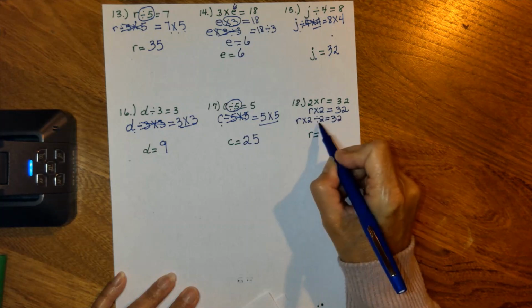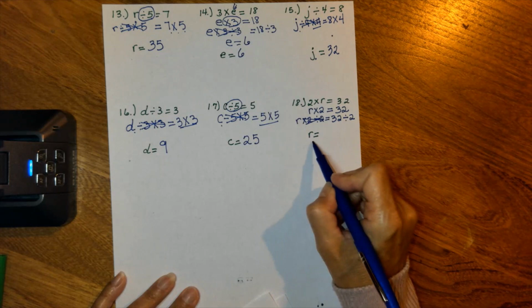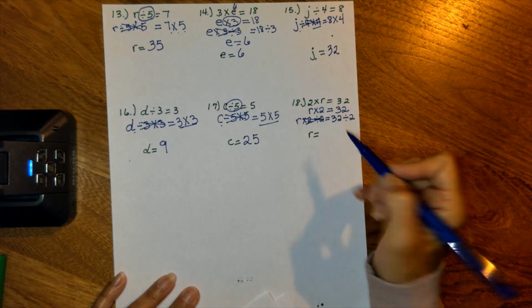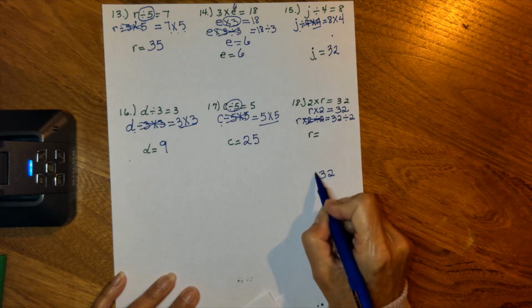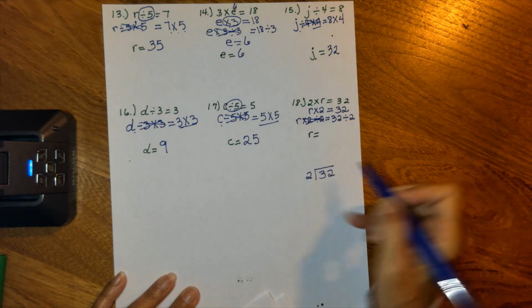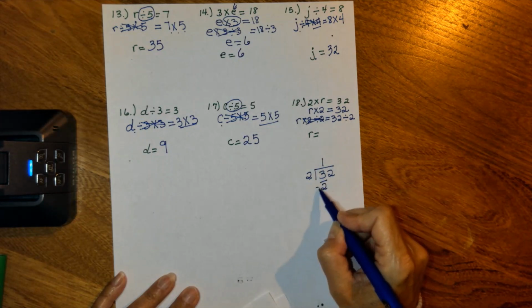Since you divided by 2 on this side, we must divide by 2 on that side. Cancels out. R equals 32 divided by 2. If you're not sure what 32 divided by 2 is, you just need to set up a little division problem on your paper. 2 goes into 32, goes in there once. 1 times 2 is 2.